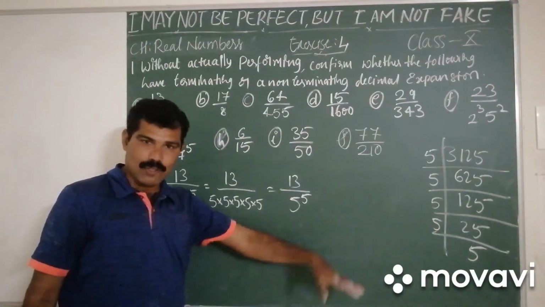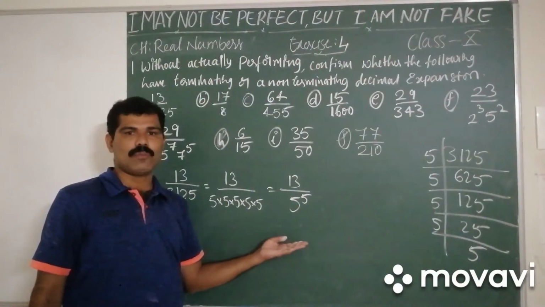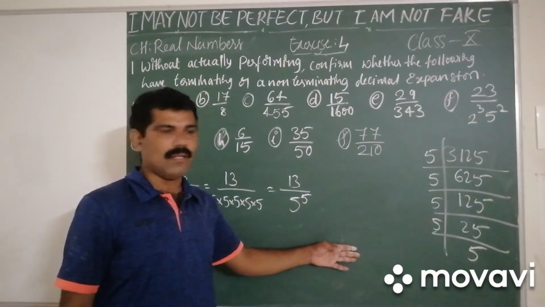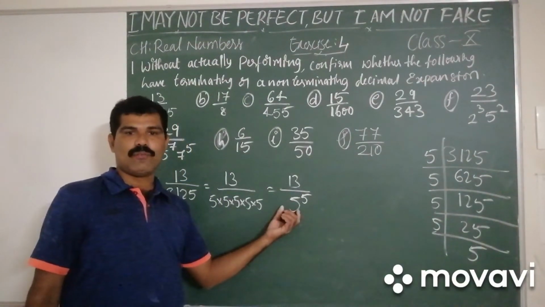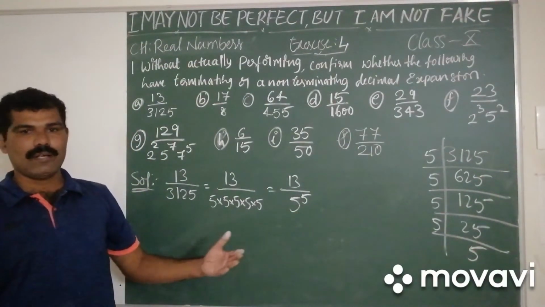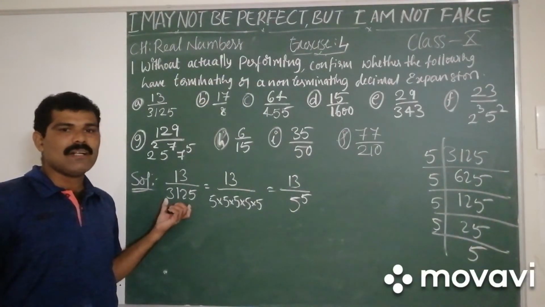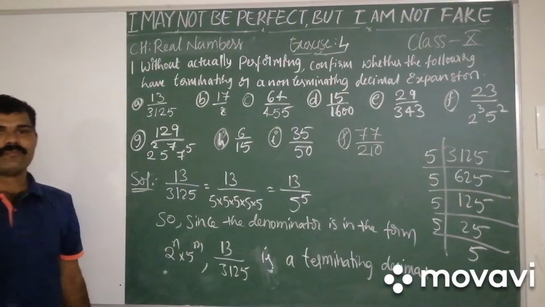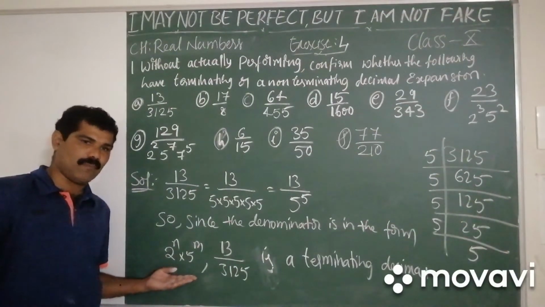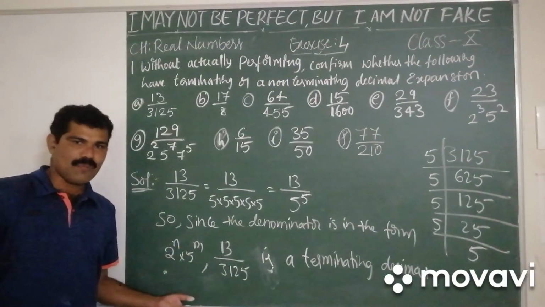As per our rule, the denominator should be either 2 to the power of n, or 5 to the power of m, or 2 to the power of n into 5 to the power of m. So here I have 5 to the power of m. Since the denominator is in the form of 5 to the power of m, this rational number gives you a terminating decimal. Since the denominator is in the form of 2 to the power of n into 5 to the power of m, the given rational number is a terminating decimal.